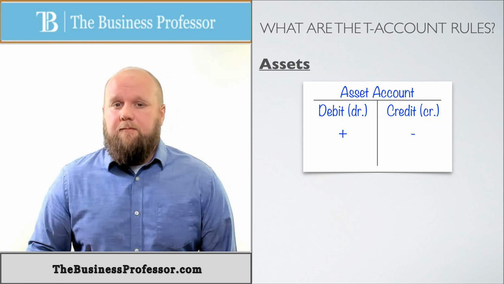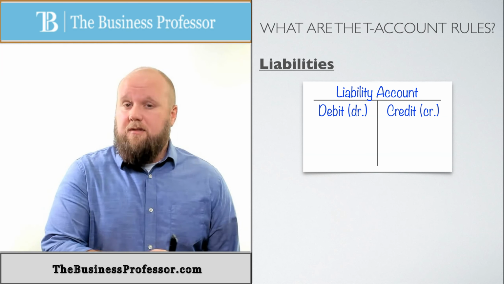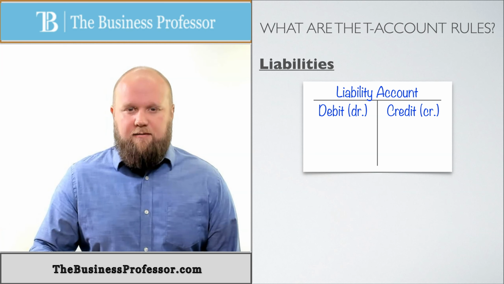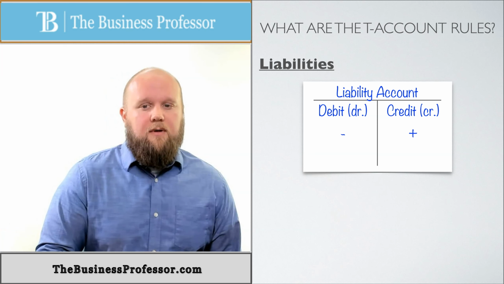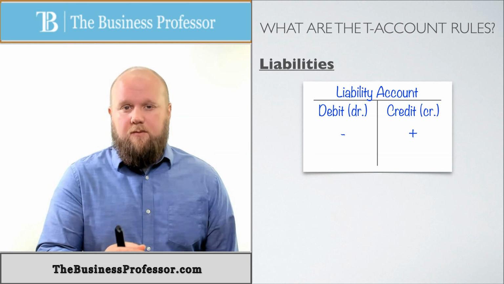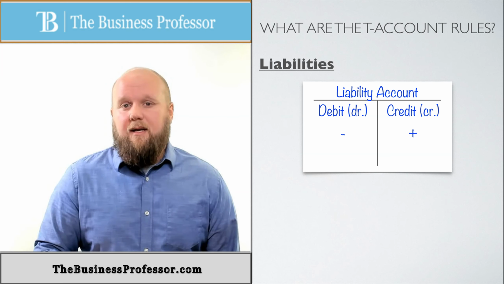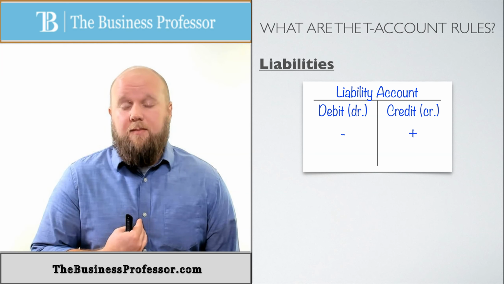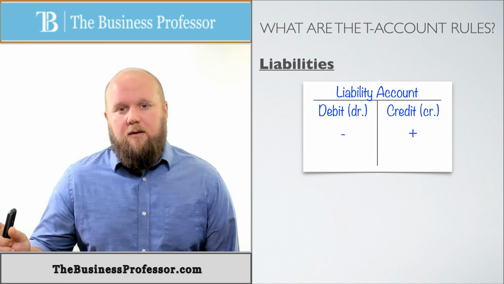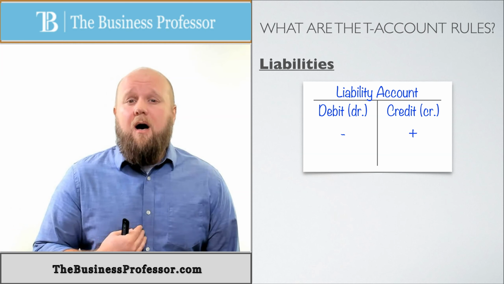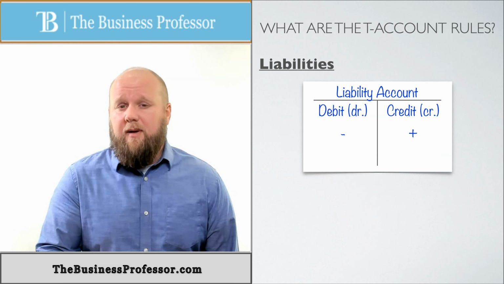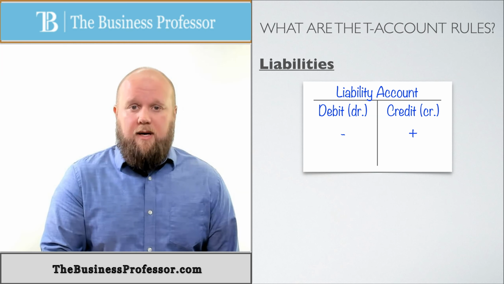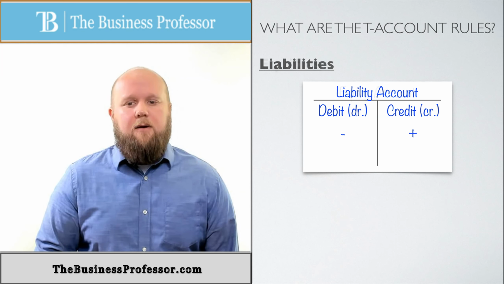Okay, let's look at the next one. We'll go to liabilities. Again, debit still on the left, credit still on the right. But with a liability account, remember any payables or unearned revenues, the debit is going to be negative and the credit is going to be positive. So it's completely reversed from what it was for assets. If I buy something on account, which means my payables balance goes up, I'll put that on the credit side. If I pay off a balance, let's say I pay off the credit card, then I'm going to put that amount on the debit side because I'm lowering my balance. That's liabilities.